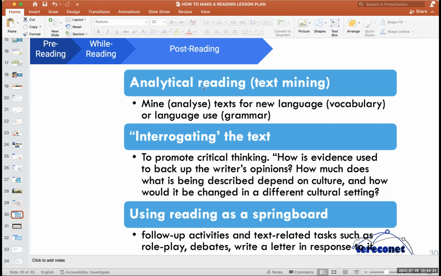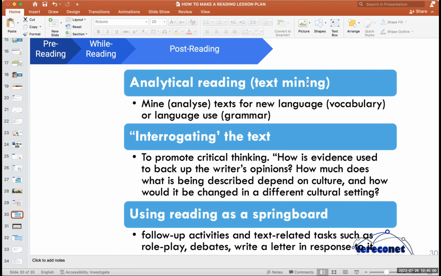Thì cái analytical reading hoặc là text mining này thì nghĩ là practical nhất, mà thành thật với nhau, mình là giáo viên, mình thành thật với nhau thì chỉ có text mining là cái post reading mà gọi là thực tế là chúng ta có thể làm ở trong một lớp học khoảng 45 phút. Đó. Đối với các bạn mà level cao hơn thì chúng ta có thể integrating the text, tức là chúng ta hỏi cái này để phát triển critical thinking.